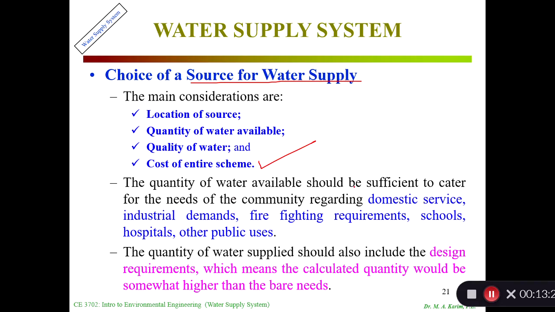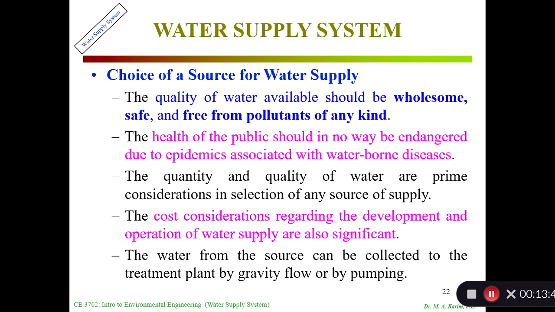The quantities definitely should be sufficient for certain areas for the purpose of domestic service, industrial demand, fire, school, hospitals, and other public usage. The quantity of water supply should also include design requirements, which means the calculated quantity would be somewhat higher than the bare needs. Whatever we need, we have to have more than that, just for the purpose of safety factor. Okay, and also the quality of water available should be wholesome. We define it here as safe and free from pollutants of any kind. The health of the public should in no way be endangered due to any situation.